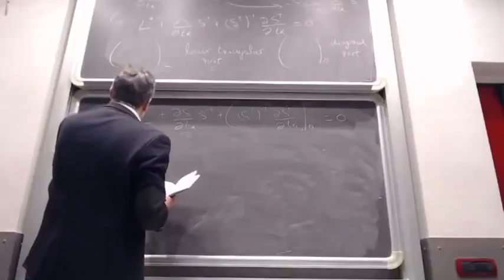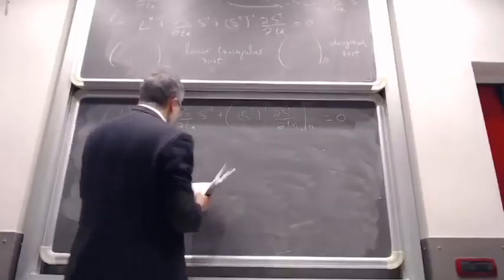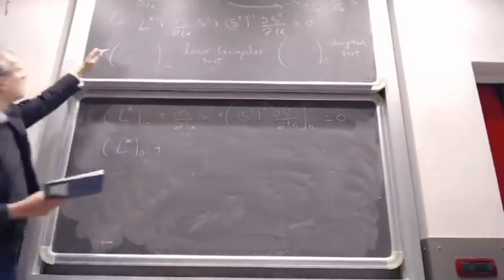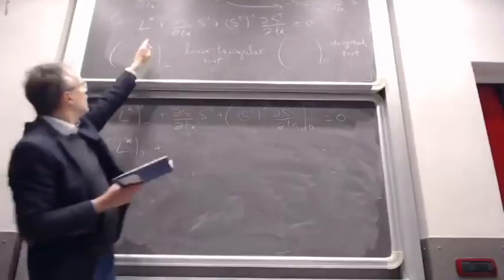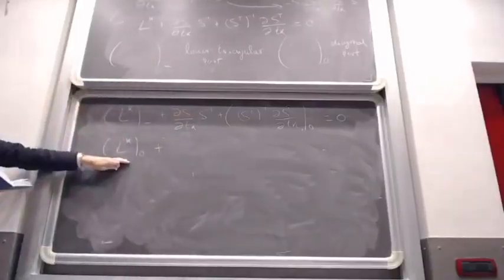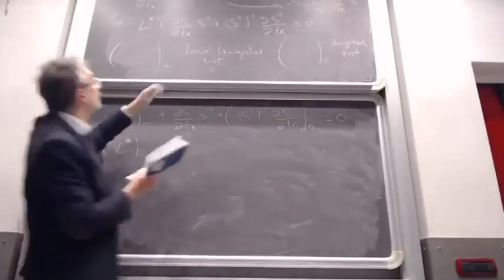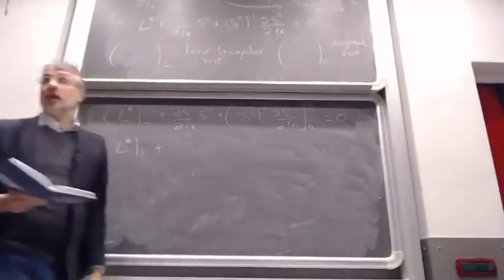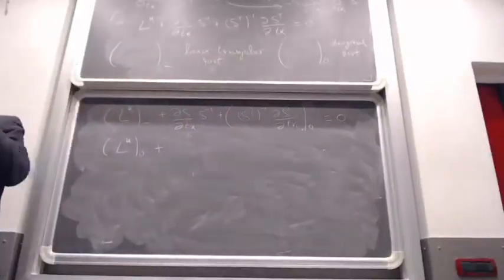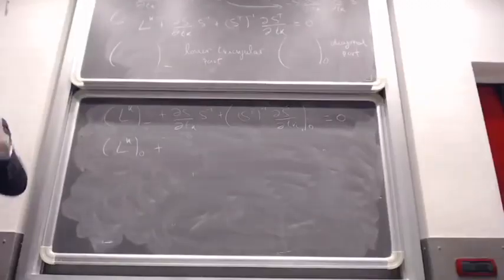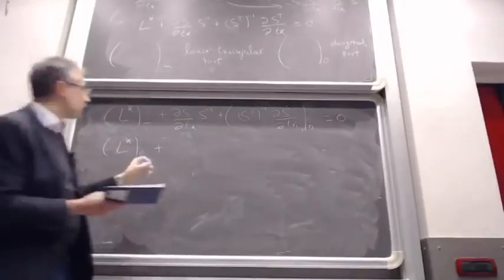And then if we take the diagonal part, we see that the first term is the diagonal part of L^k, and then these two terms share the diagonal part. They are lower triangular, upper triangular. They share the diagonal part.